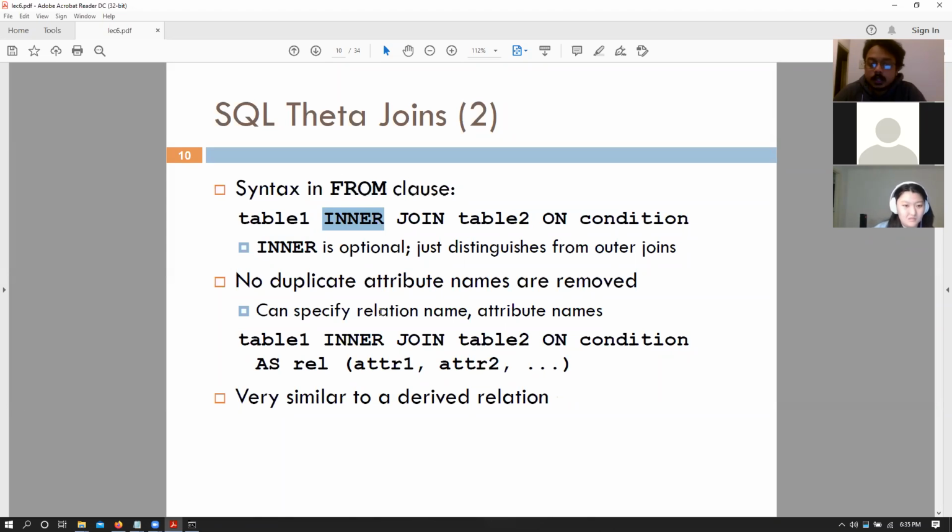We can also, since we are joining two or more tables together using a particular condition, specify the new attribute names if we want to. So given this new set of joins and this new table that we have, we can also specify the attribute names as relation, attribute 1, attribute 2, and so on. This is very similar to a derived relation, right? We are taking multiple relations together and deriving a new relation using a join operation and applying some conditions on that operation or on that relation.